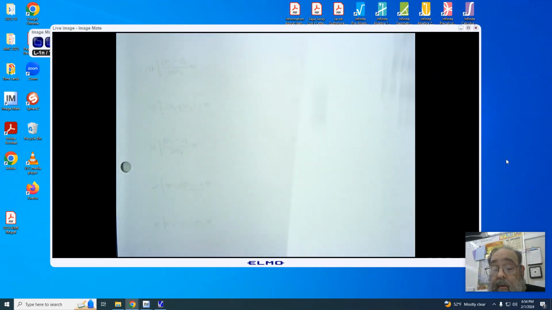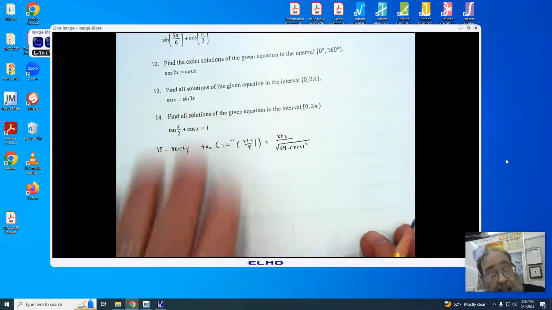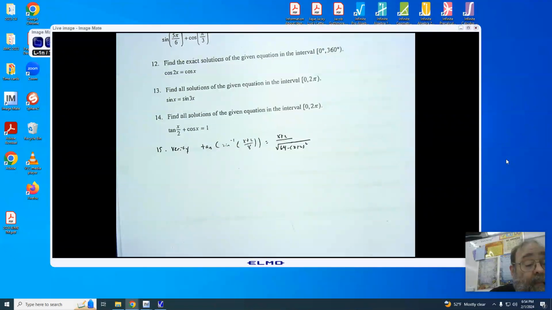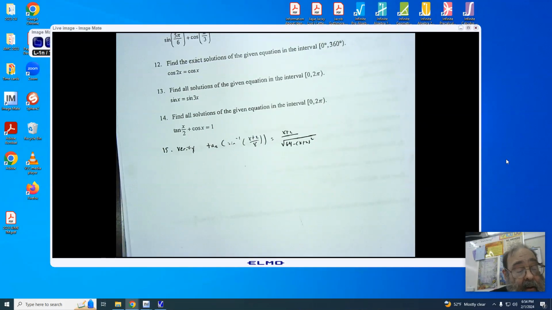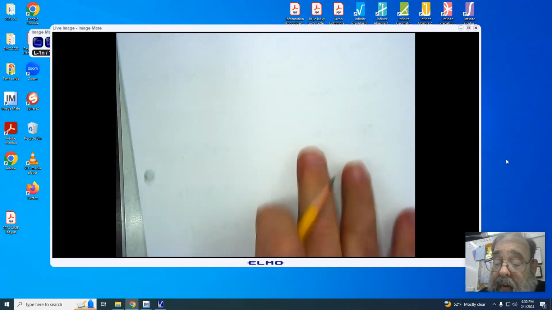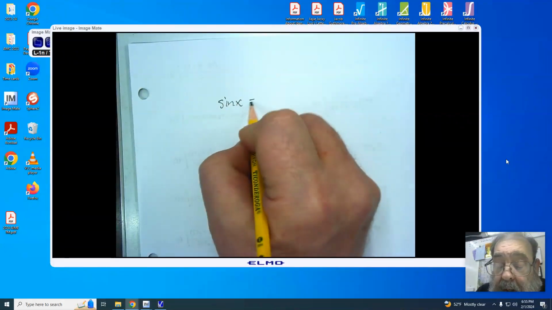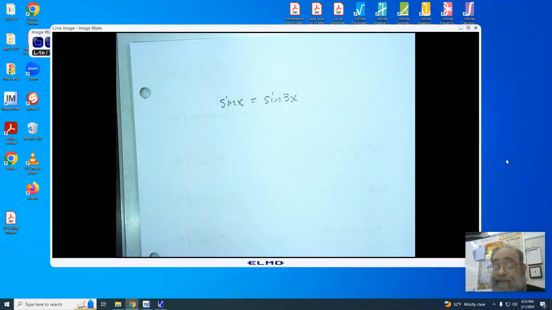This is going to bring me now to the next question. And the next question is asking me to solve the sine of x equaling sine of 3x. Once again, I'm just going to go ahead and do it. Here we go. Keep in mind that this one's a little bit more difficult, and that's because we are going to be having a lot of different substitutions. So I'm going to start with the sine of x equaling the sine of 3x.